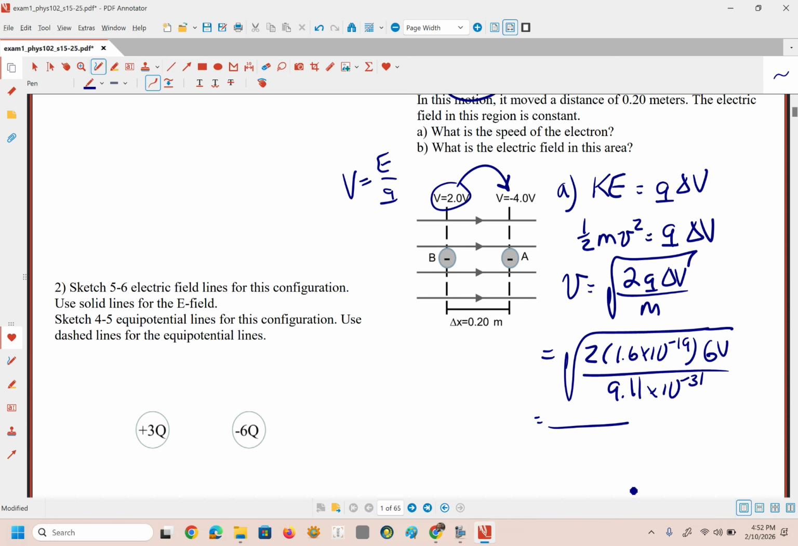And then for the electric field, I forget how this is shown on the equation sheet. It's something like E is delta V over delta X. E is equal then to delta V, which is 6 volts, divided by delta X, which is 0.2. That's equal to 30 newtons per coulomb. We can express our electric field in volts per meter too, which matches up with this volts over meters. That's how I remember this relationship.